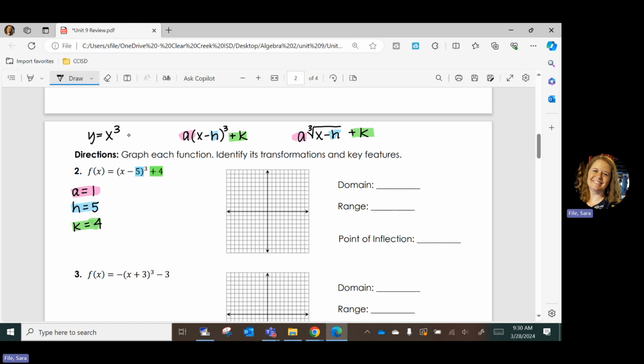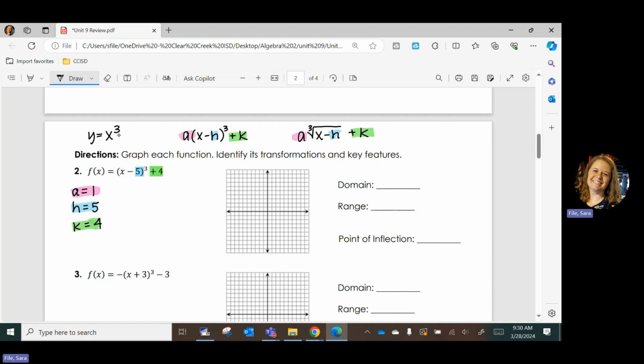Okay, but your H and K in the parent function are 0, 0, because there's nothing added or subtracted inside, and there's nothing added or subtracted outside. So normally that's 0, 0. That's that starting point of inflection. But here we have H and K, not 0. So they're both affecting our graph.